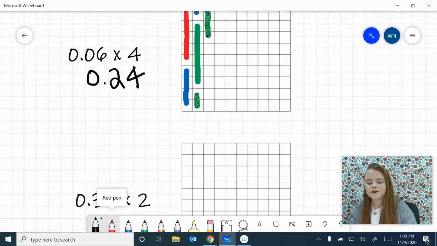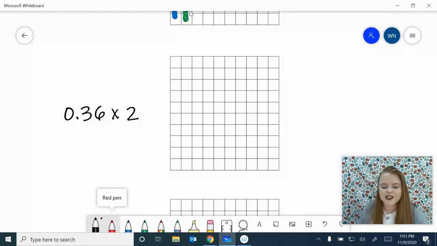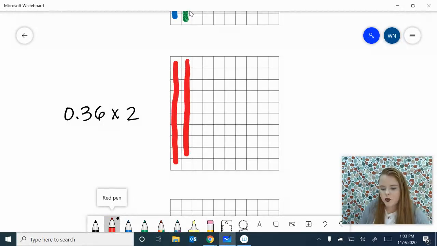Let's move on and do another one. This next one says 36 times 2. So I could go through and count 36 boxes, but I know that 1 whole row is 10 hundredths. So I can count 10, 20, 30, 1, 2, 3, 4, 5, 6. So the first one's pretty easy. Now we have to do it again.